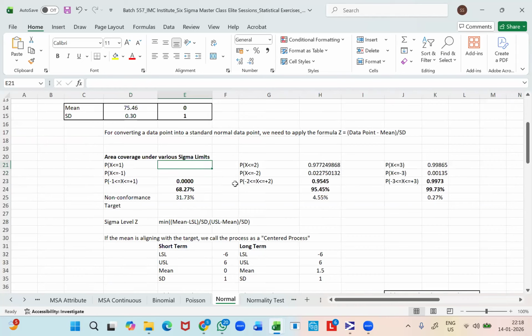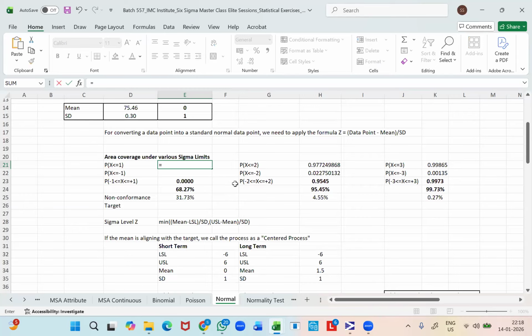For calculating the area to the left of +1, I can use the probability notation P of x less than or equal to +1. You have already seen how to use this probability notation. Left-hand side area means we need to provide the symbol less than or equal to. So P of x less than or equal to +1 is what we need to find out first.